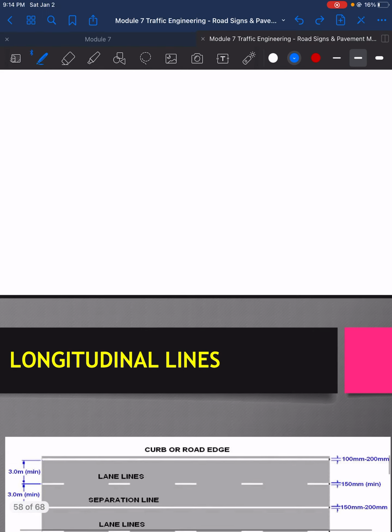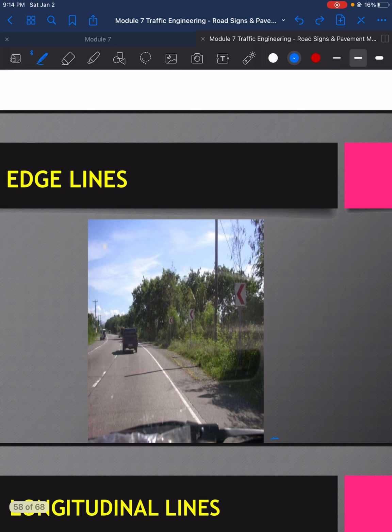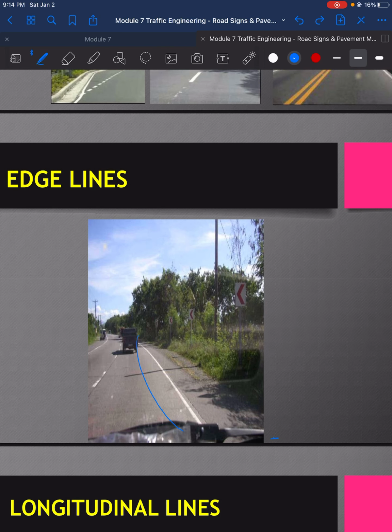So here is our edge line. So this is our edge line. Very useful as a guide for drivers.